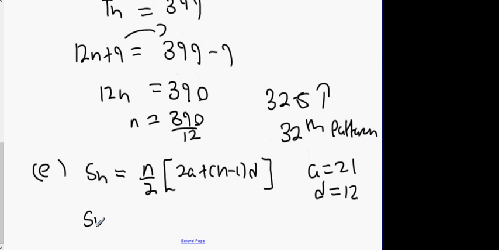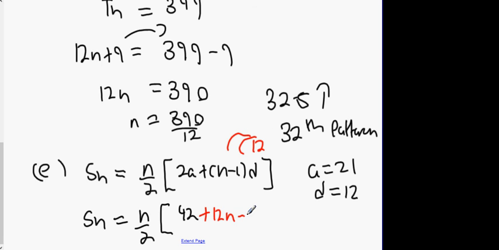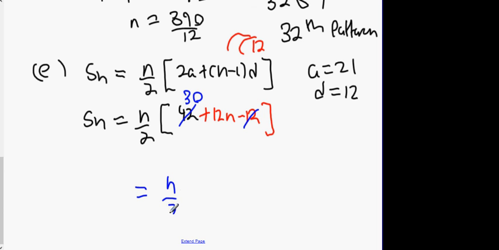We're going to get n over 2, 2a is going to be 42, d is 12. Multiply in by 12 and you'll get 12n minus 12. Okay? Then look at your 42 and your 12, and you're going to get 30 plus 12n. Another way around that would have been n over 2 into 12n plus 30.